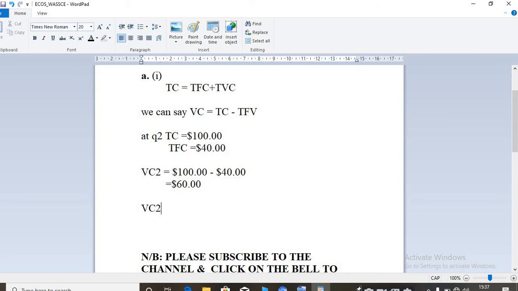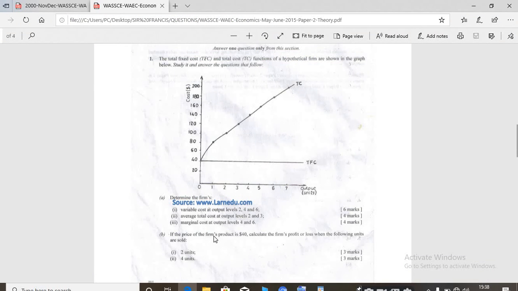What will be the variable cost? VC2 means the total variable cost at Q2. Because we've already quoted the formula, there's no need to repeat it. But before you start the solution, you have to quote the formula, so that the examiner will know you've already quoted it. Okay, so let's see. Here is supposed to be 4, pardon me for that. At Q4, what is the total cost?